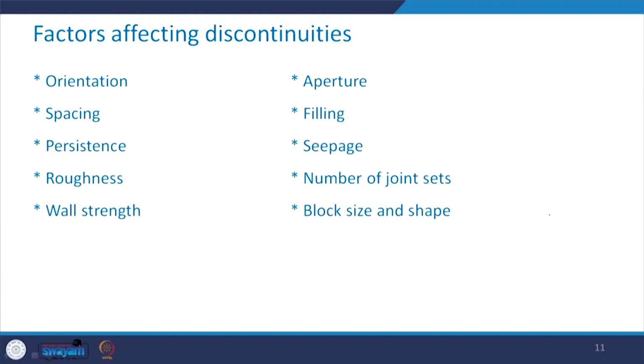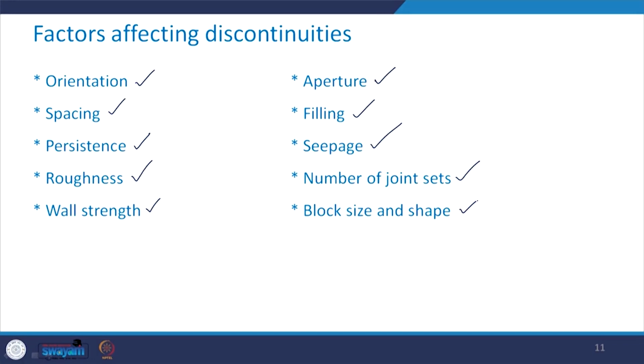Now coming to the factors which affect the discontinuities, some of the factors have been listed here. These are all with reference to discontinuities: orientation, spacing, persistence, roughness, wall strength, aperture, filling, seepage, number of joint sets, block size and shape.